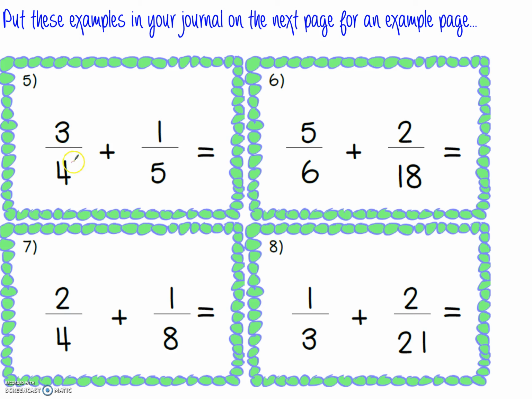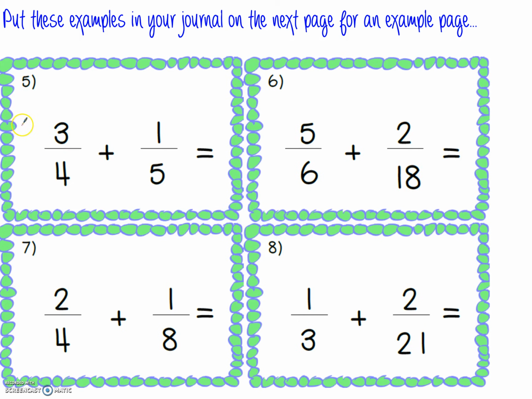Okay, so we have 3/4 plus 1/5. Okay, we can't do anything with them until we get a common denominator. If we look at our multiples of our denominator, we have 4, 8, 12, 16, 20. Over here we have 5, 10, 15, 20. So the best one is 20. So we want to get them both to 20ths.